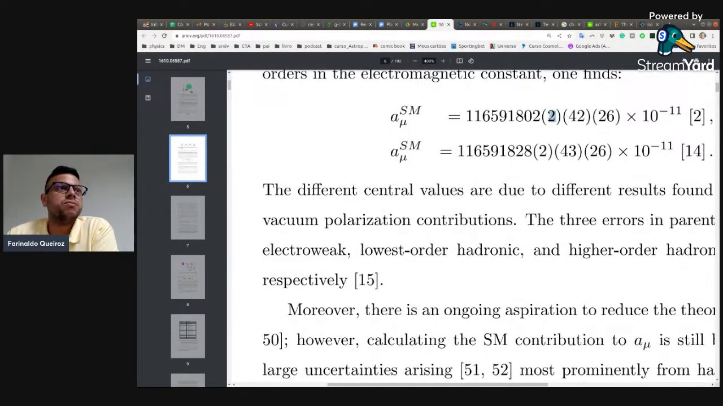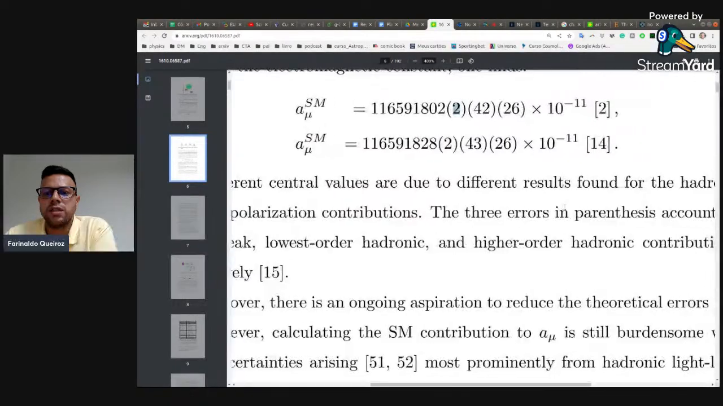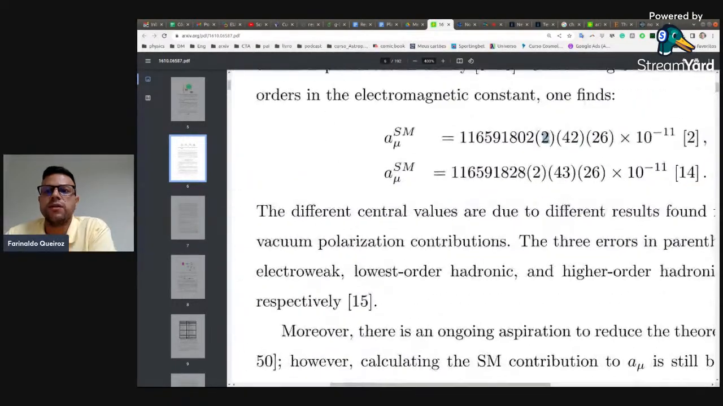It's just 2. Lowest order hadronic is 42. See how sizable it is. And the high order hadronic contribution: if you had higher loops to that vacuum polarization, it's just going to change the final result by 26 in these last 2 digits. So the lowest order hadronic contribution, which is that gamma gamma in a blob, that's the largest error.